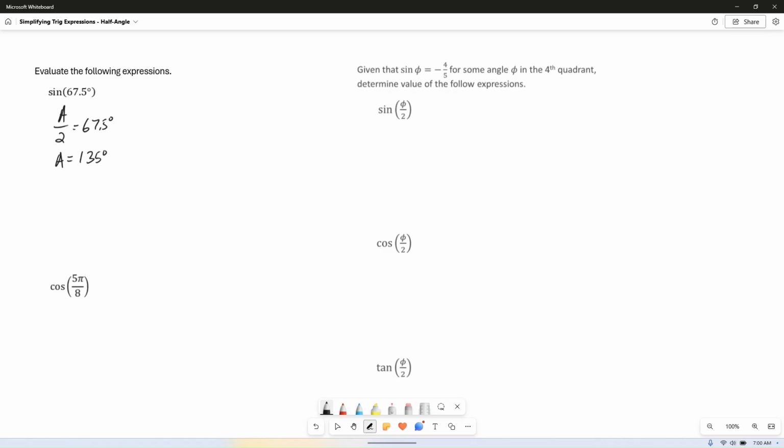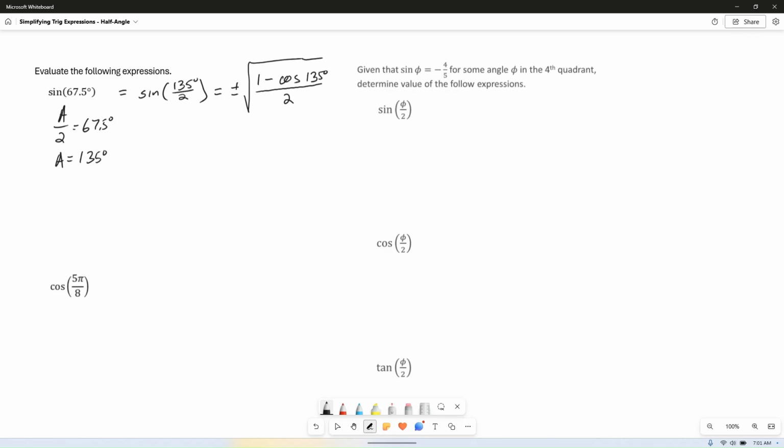So I could take the sine of 67.5 degrees and rewrite it as the sine of 135 degrees divided by 2. And this looks like it's going to fit within our half angle identity. For sine, the half angle identity says that we're going to have plus or minus the square root of 1 minus the cosine of the angle A. So we're going to have 1 minus the cosine of 135 degrees, and everything inside the 1 minus cosine is all divided by 2.